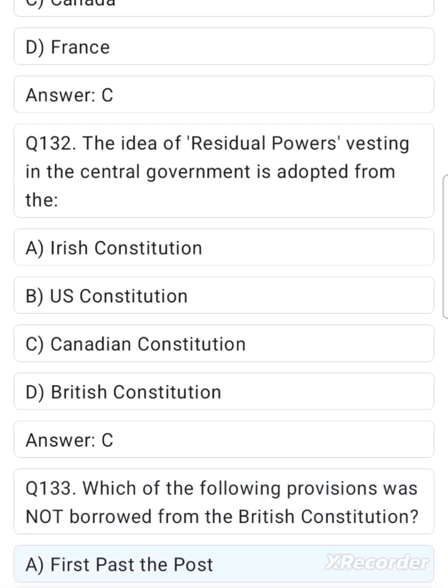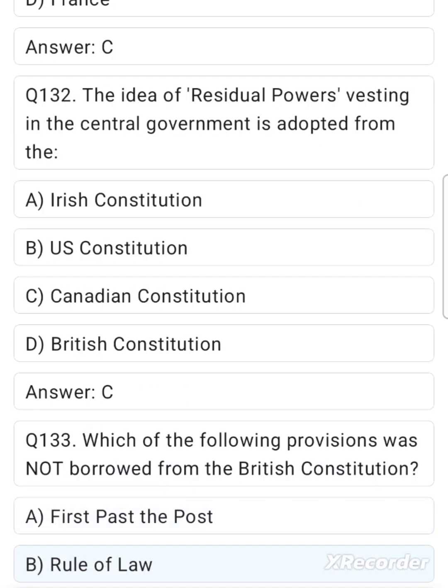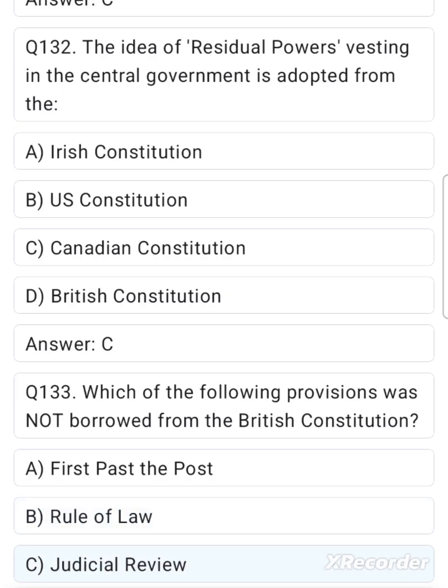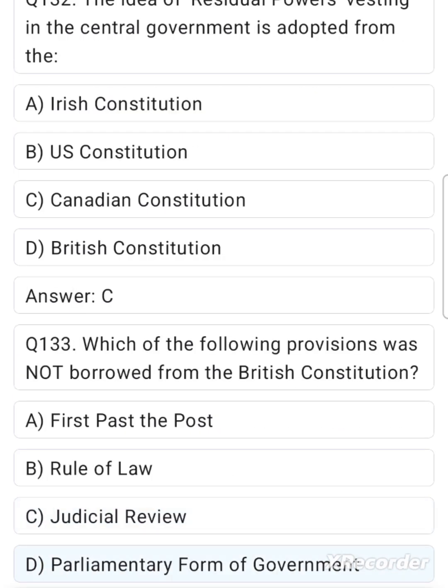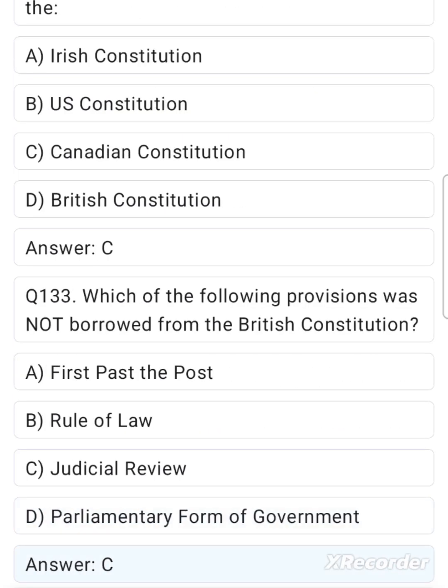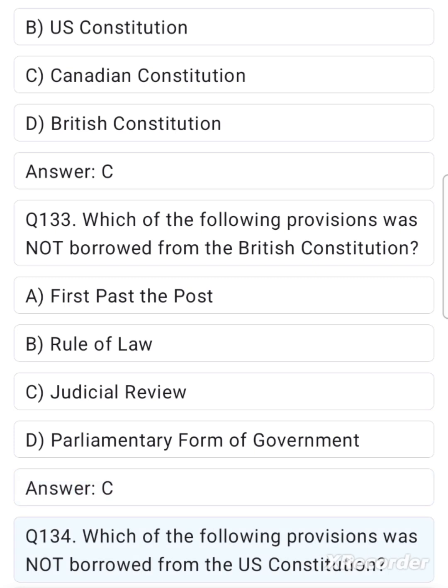A. First past the post. B. Rule of law. C. Judicial review. D. Parliamentary form of government. Answer. C. Q 134. Which of the following provisions was not borrowed from the US Constitution?